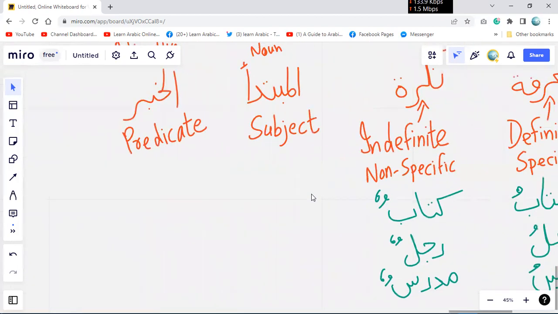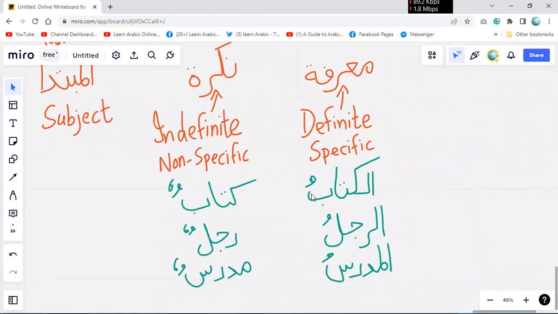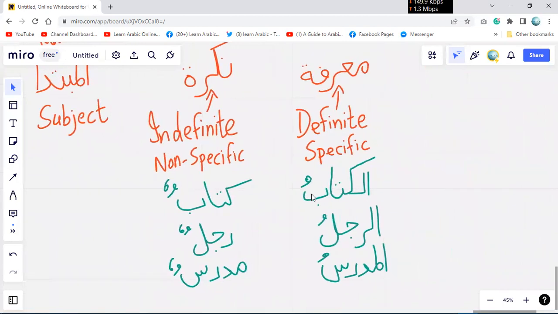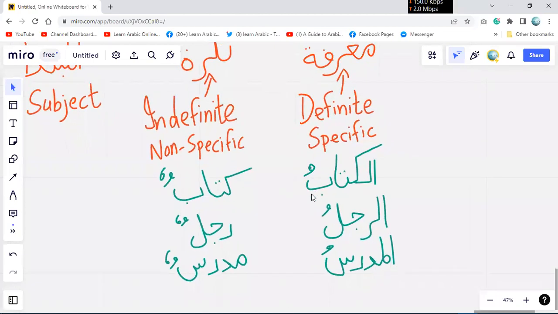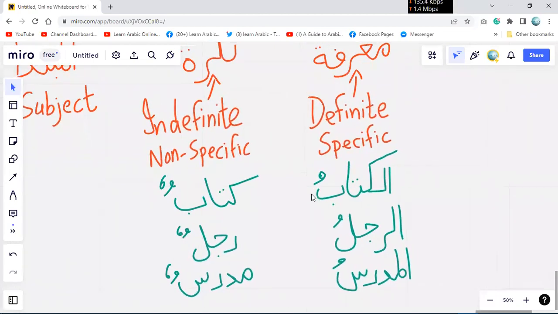Sorry, sir, may I say something? Yes. Here the tanween also goes away after Alif Lam, sir? Yes, when we add Alif Lam, this is not Mudaf, okay? Mudaf is a different thing. When we add Alif Lam we remove the tanween, we cannot use tanween anymore, that's why we are using only one vowel here.